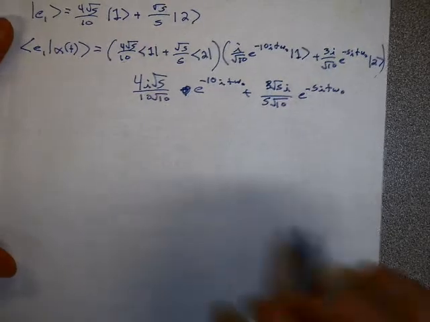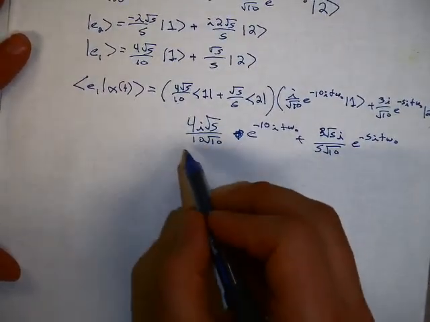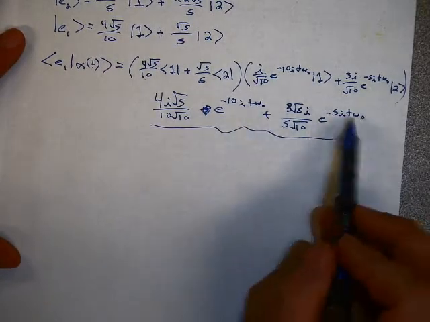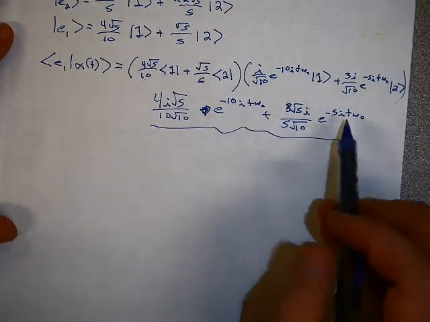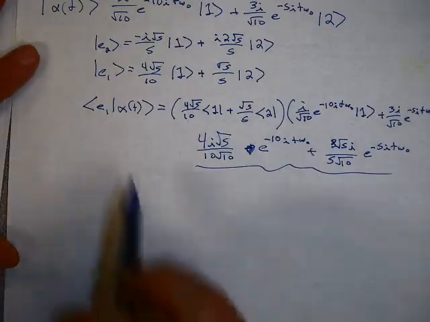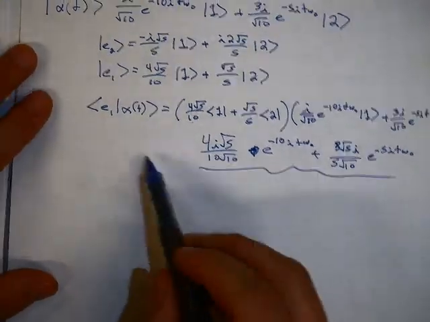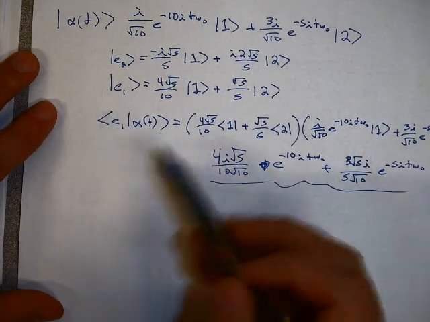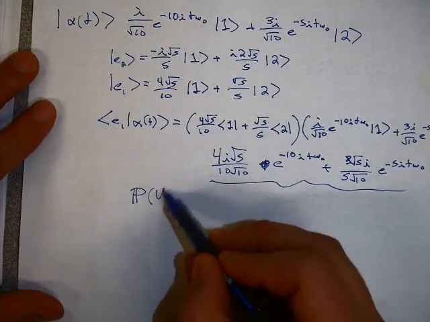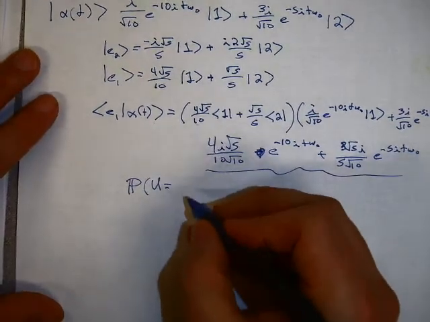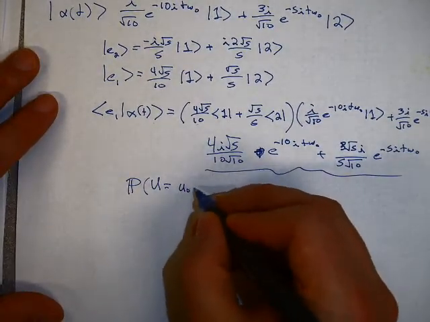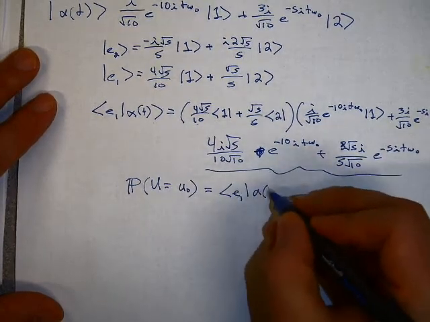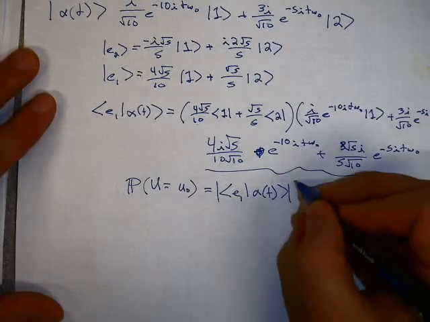All right, that's just a number, right? It doesn't look like a very nice number, but it's a function of time. It depends on when we measure this thing, right? And this is just one of those expansion coefficients. So if you want to know the probability that u is equal to u naught, the first eigenvalue, that's just E1 alpha of t absolute magnitude squared.